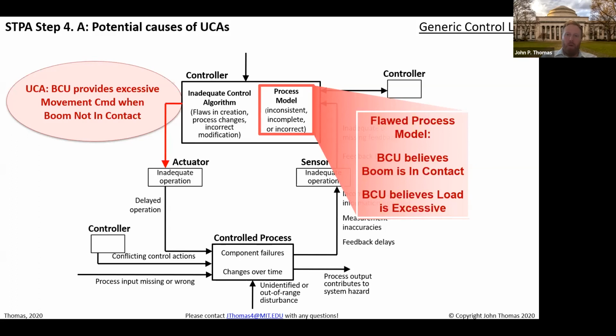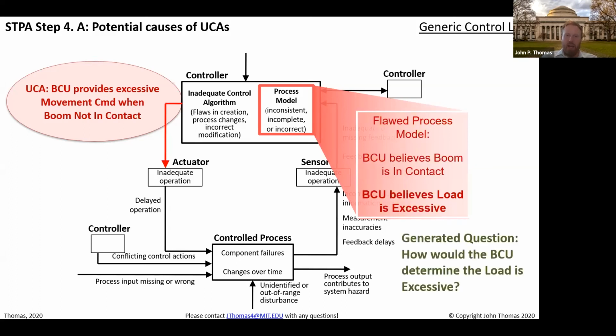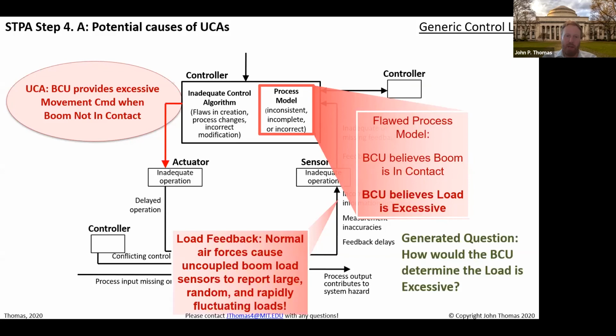So we can generate a question. How would the BCU determine that the load is excessive? Well, you might go to a subject matter expert and they would tell you, well, it's actually very easy. You don't actually have to have excessive forces because the normal air forces on an uncoupled boom are very different than when you're coupled to an aircraft. If we're listening to the sensors when that happens and we're just dangling in the air, those load sensors will report large, random, and rapidly fluctuating loads. Oh, that's interesting. What's that going to do to the BCU?